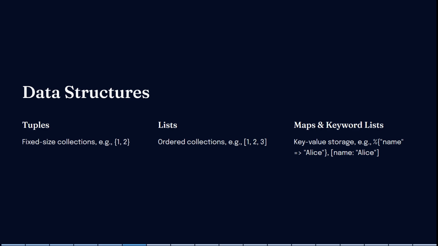Data structures. Elixir has several compound data types. Tuples are fixed size, lists are linked structures, maps store key-value pairs, and keyword lists are a special case of lists where keys are atoms. Let's see some examples.